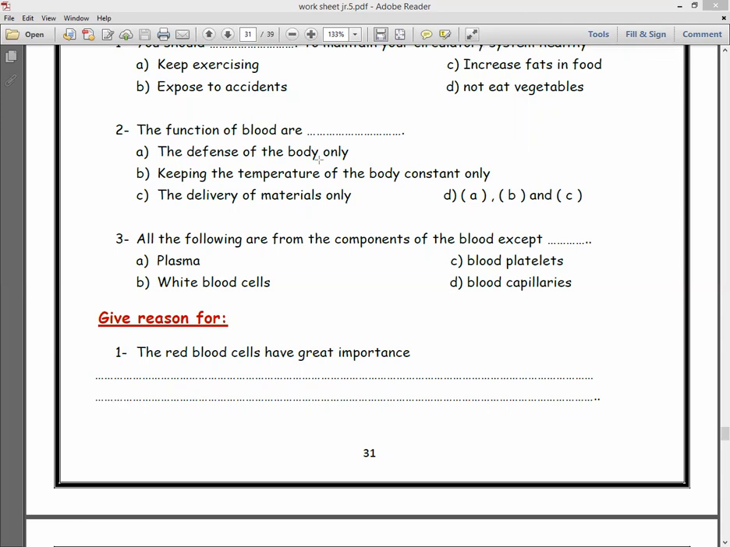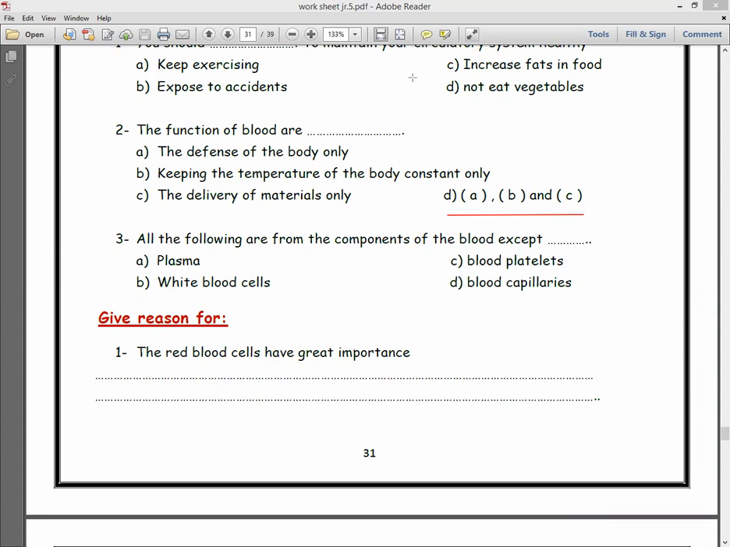And also the blood consists of white blood cells that defend the body against microbes. And also the plasma carries the food and wastes. And the blood platelets help in healing wounds, and also the blood keeps the temperature of your body constant at the normal temperature. It's 37 in a healthy person. So the answer here is A and B and C.